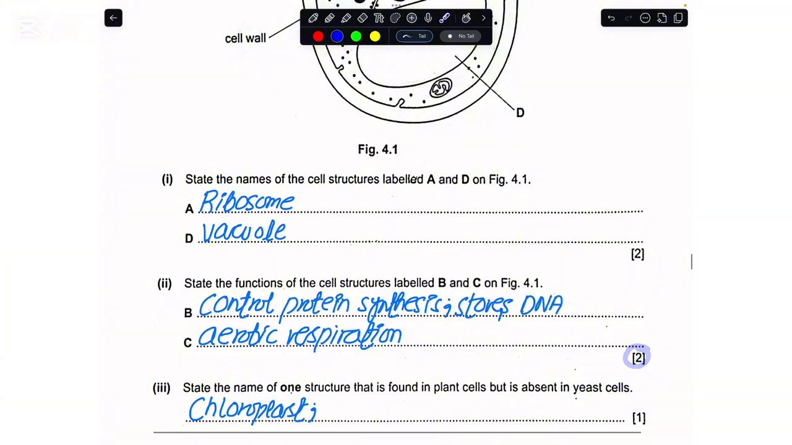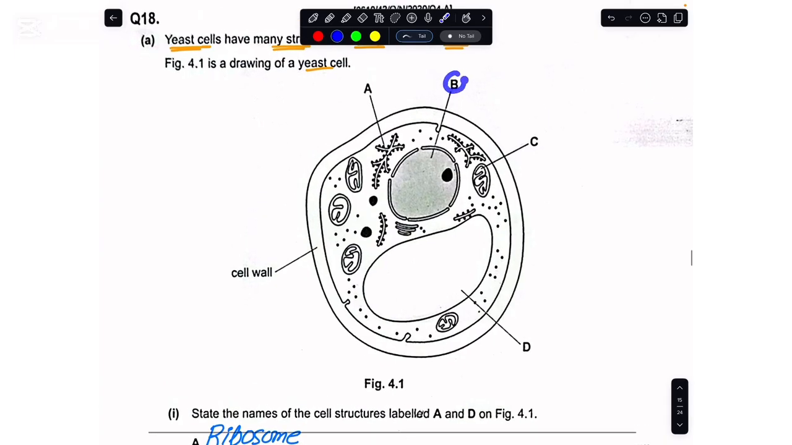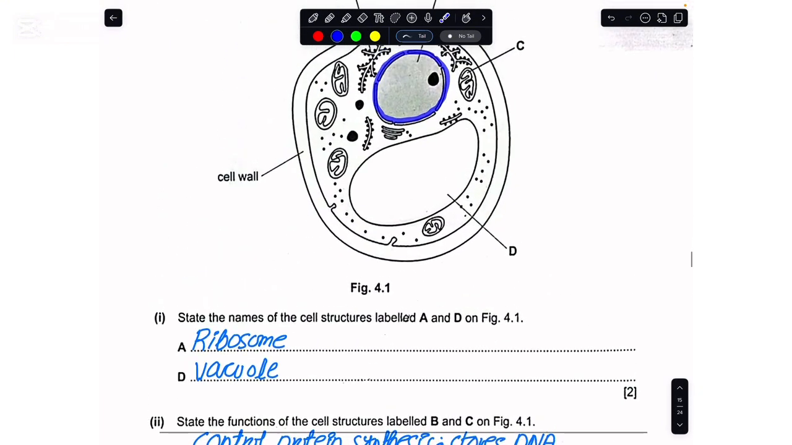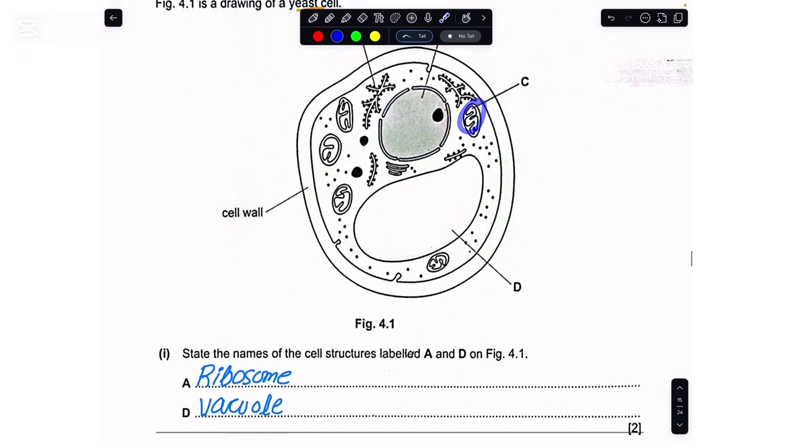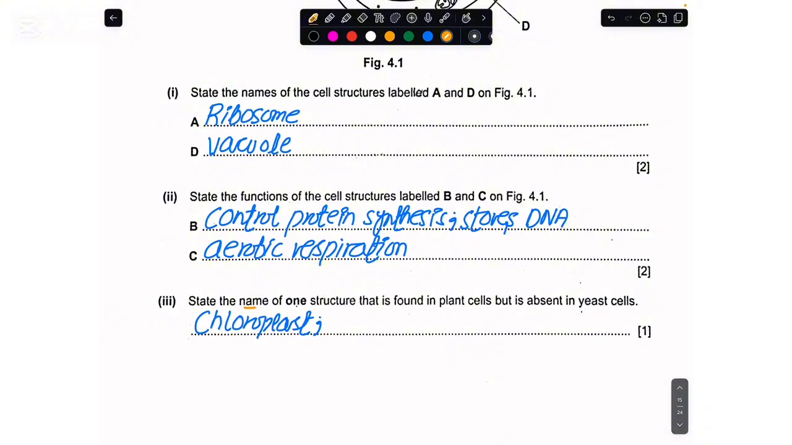For 2 marks for the second part: state the function of the cell structures labeled B and C. As you see, B is the nucleus, and the function is that it controls the making of protein, or you could say it contains the genetic information. And if I talk about C, since C is the mitochondria, we know this carries out aerobic respiration. And they ask to state the name of one structure that is found in the plant cell but is absent in the yeast cell.